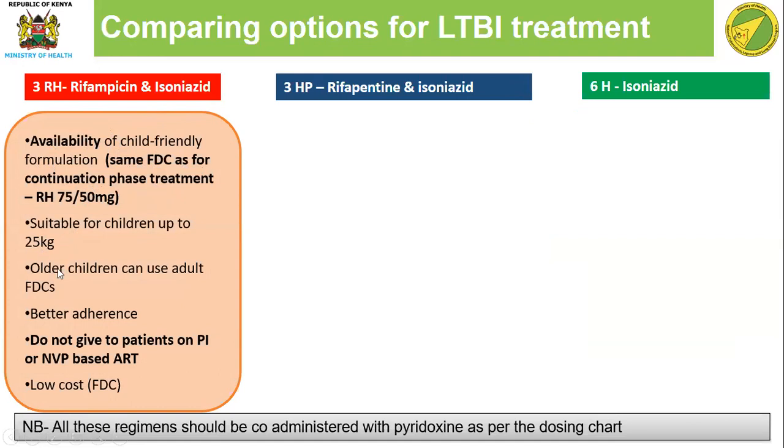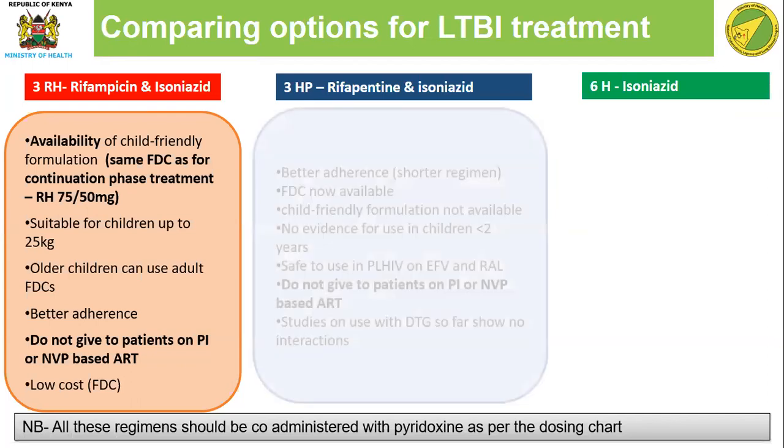Any child who is more than 25 kgs can use the RH adult, based on the number of kgs that the child weighs. But for children living with HIV, we're saying do not give to patients on PIs or nevirapine-based regimens. I don't know what regimen most of our children are on. If these are the regimens, then it's not conducive, and that's why we say the children living with HIV should use isoniazid.